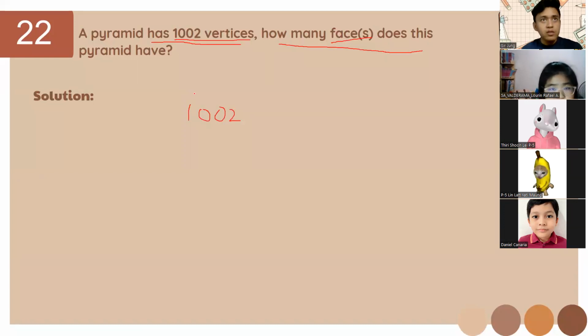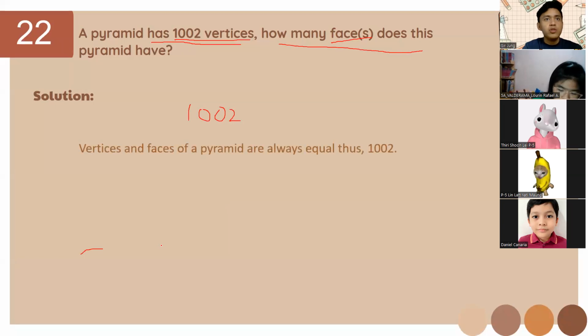So just remember again, the number of vertices of a pyramid is always equal to its faces. So if it has 1002 vertices, then it also has 1002 faces. So any questions regarding this problem? No. Okay, so we will proceed to number 23.